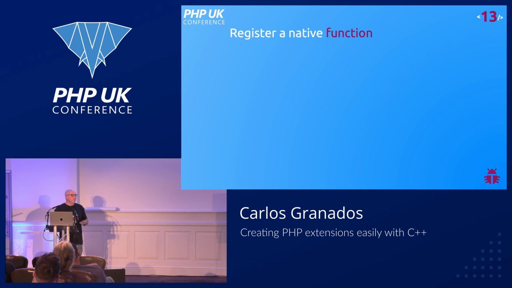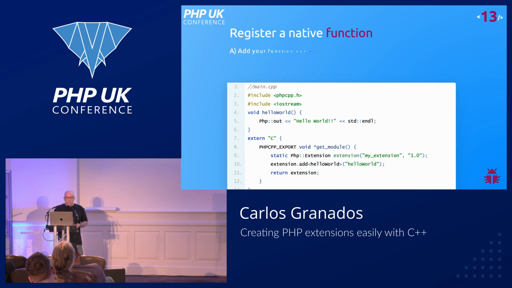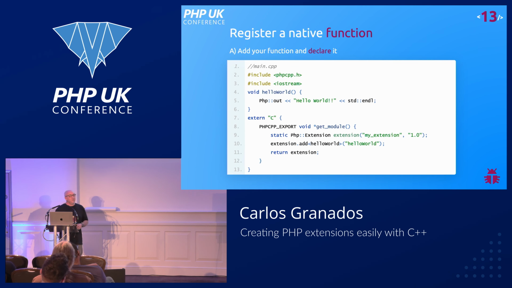The way to do something with your extension is usually by registering new native functions. These are functions that can be called by the PHP code and which are provided by your extension. The way to register a native function is you define a C++ function in your code. For example, here I'm defining this hello world function. And this function will do something. And then in your getModule, you add the function to the extension before it's returned.